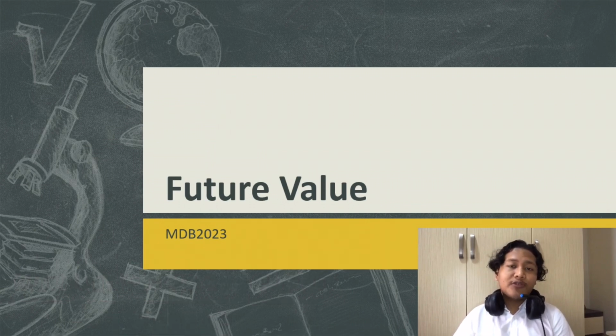Today I want to explain one subtopic, which is future value. This is a simple topic, but firstly we need to understand the two objectives. The first objective is to find what the meaning of the future value is, and the second one is what the concept and items under future value are.